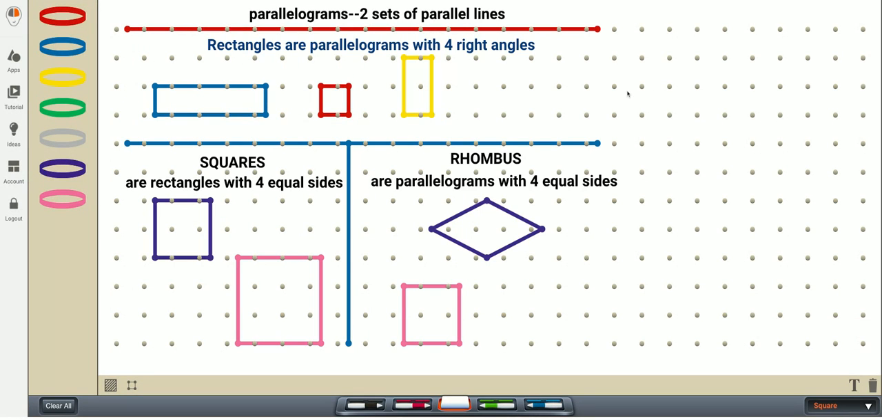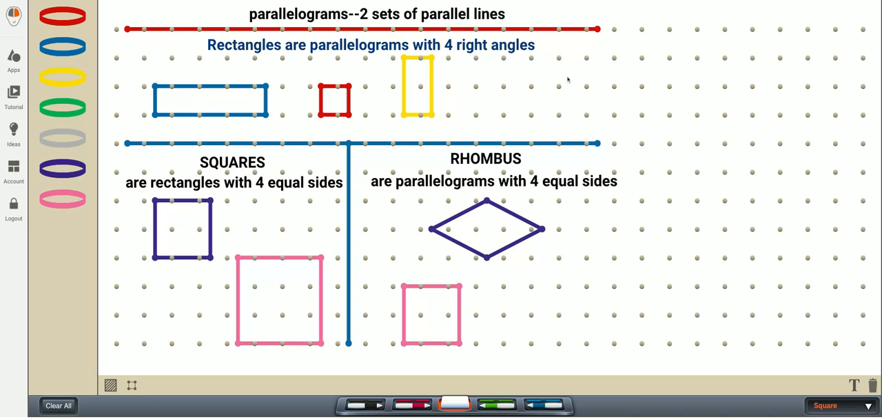Now, on this page, we're going to start by thinking of what a parallelogram is. Two sets of parallel lines. This is a parallelogram. This is a parallelogram. These are all parallelograms. Every shape on this page is one. So, what we have here is a rectangle. These are parallelograms with four right angles.